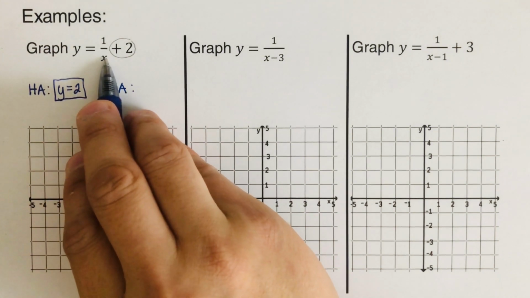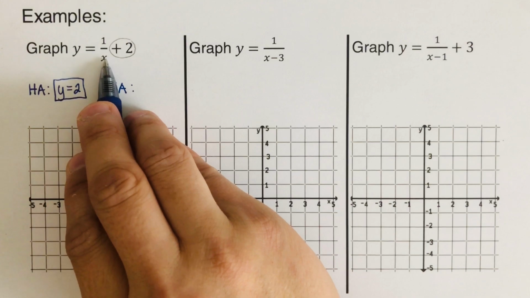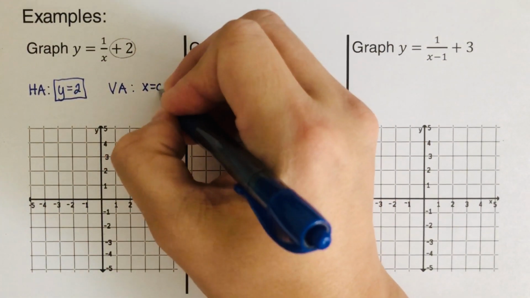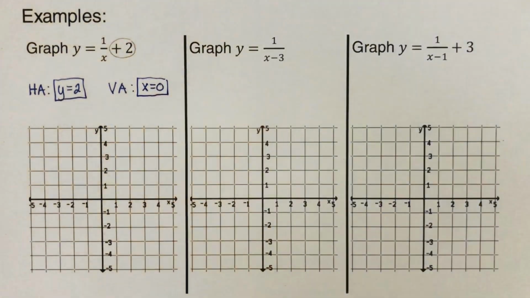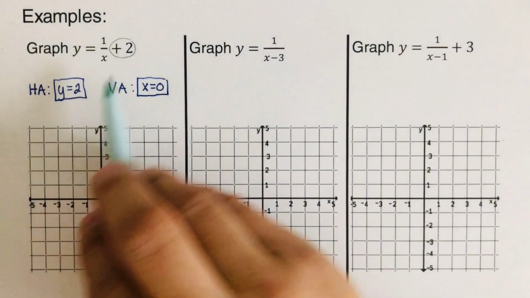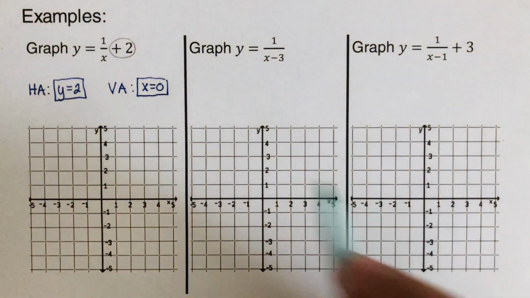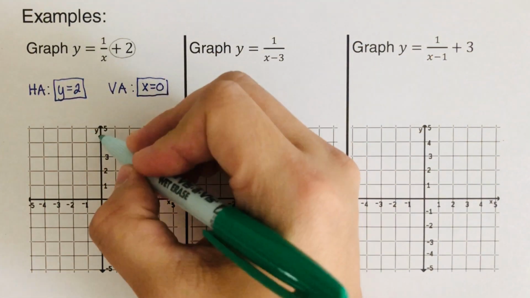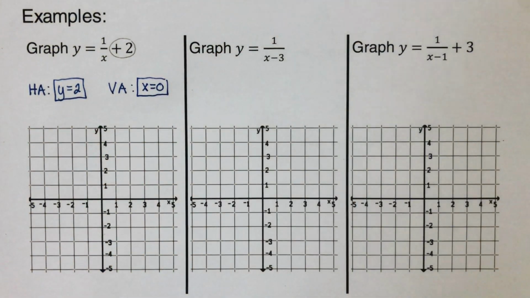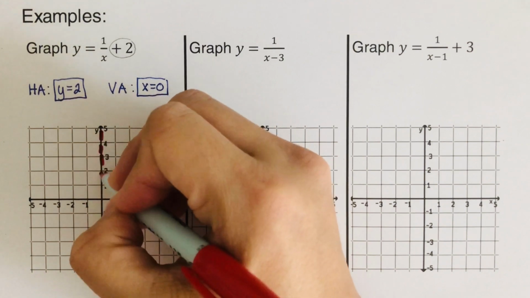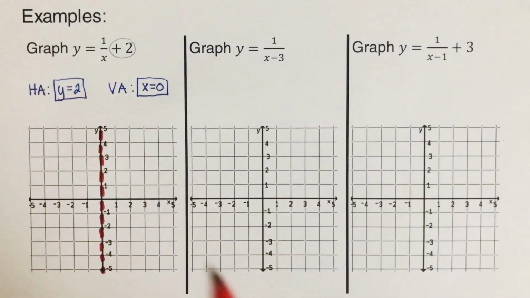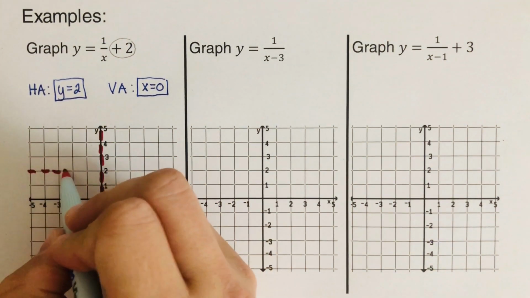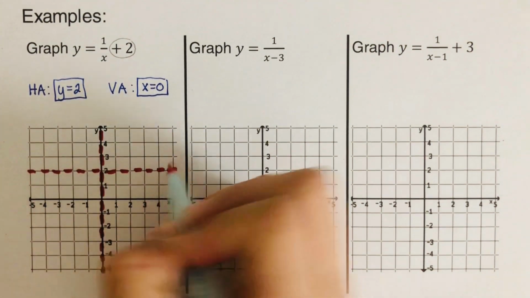For the vertical asymptote, we set this equal to 0 and solve for x, or if it doesn't have any partner, then that means x is equal to 0. So in this graph, we can draw the asymptotes first. The vertical asymptote is at x equals 0, so that's going to be right here. And the horizontal asymptote is at positive 2, which is going to be right here. So this is our horizontal asymptote.